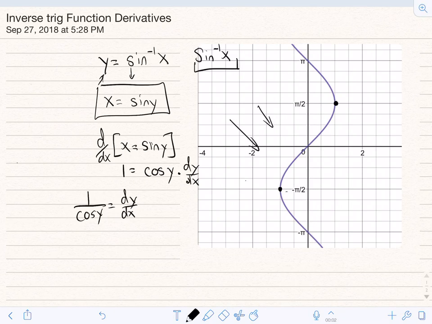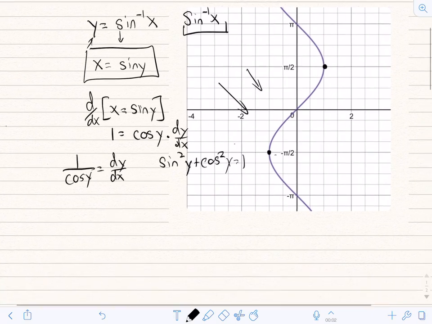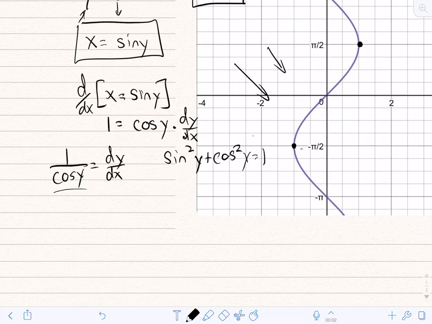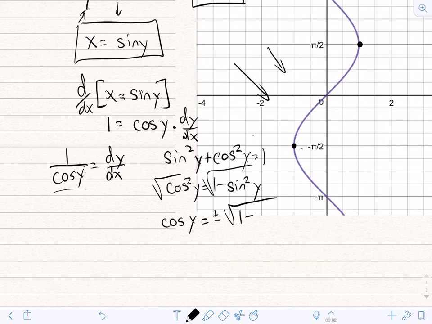Now here comes the trick. We know sine squared y plus cosine squared y equals 1. That's one of our trig identities. So I can reorganize this to put it in terms of just cosine of y. I'm going to write cosine squared y equals 1 minus sine squared y, and square root both sides. Then I get cosine of y equals plus or minus the square root of 1 minus sine squared y.